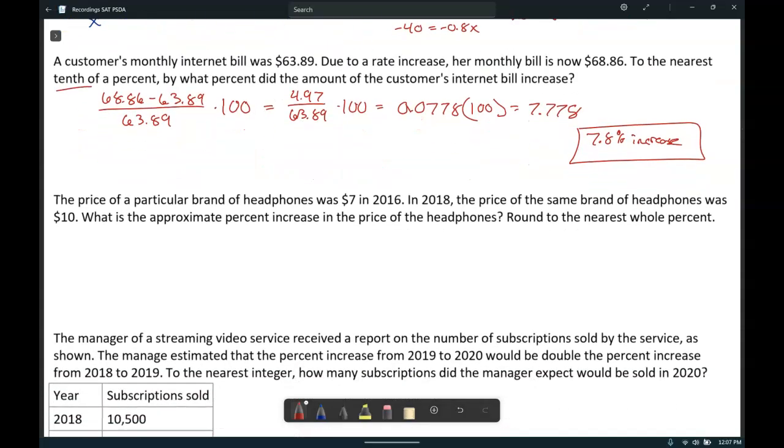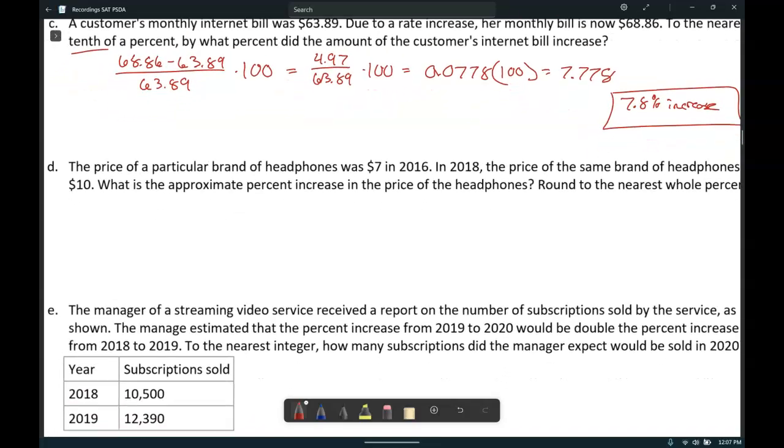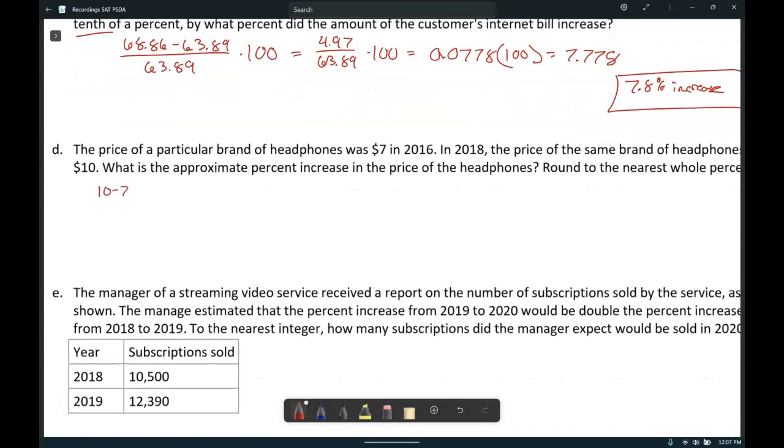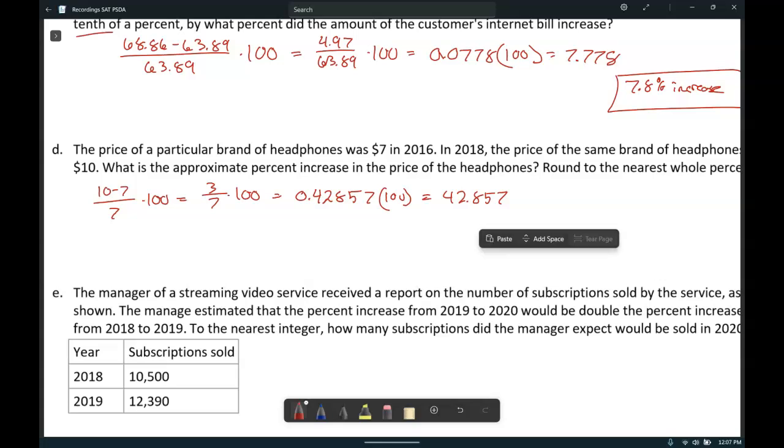The price of a particular brand of headphones was $7 in 2016. In 2018, the price of the same brand of headphones was $10. What is the approximate percent increase in the price of the headphones, rounded to the nearest whole percent? So we start with our difference divided by the initial price times 100. And rounded to the nearest whole percent, we are looking at approximately a 43% increase.